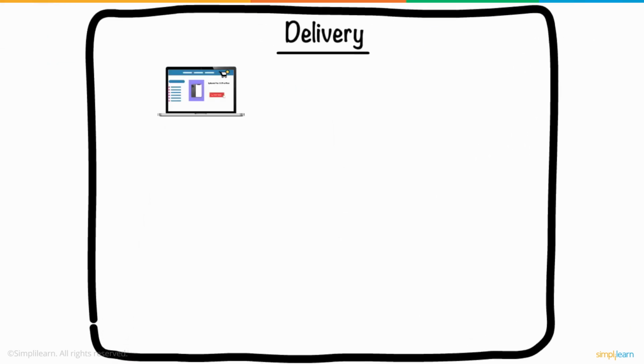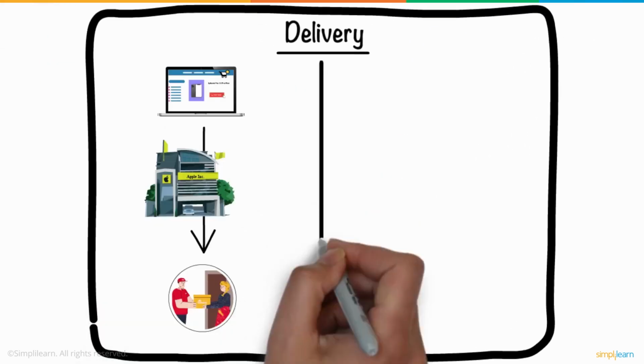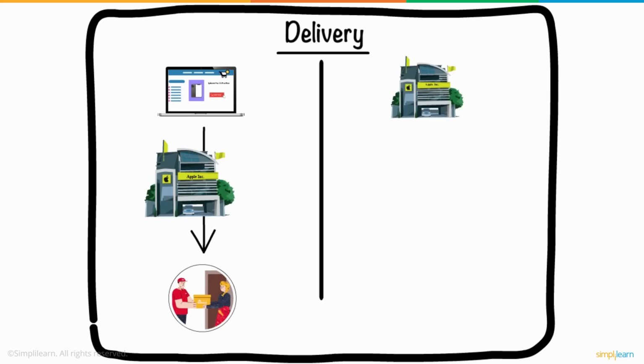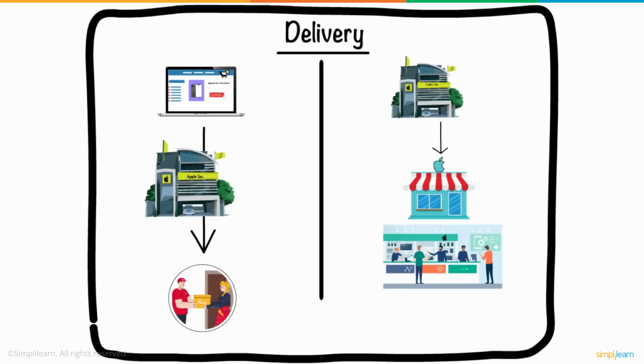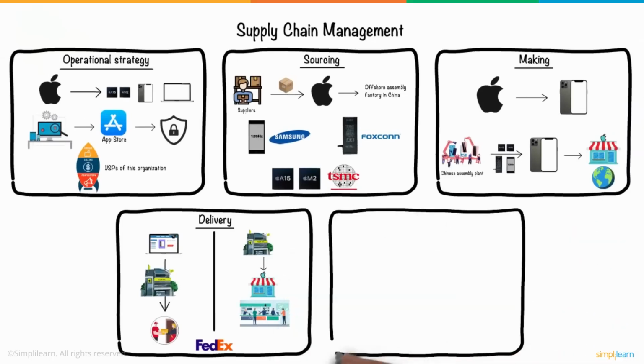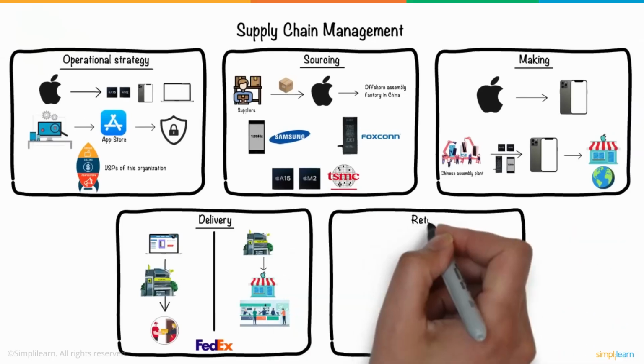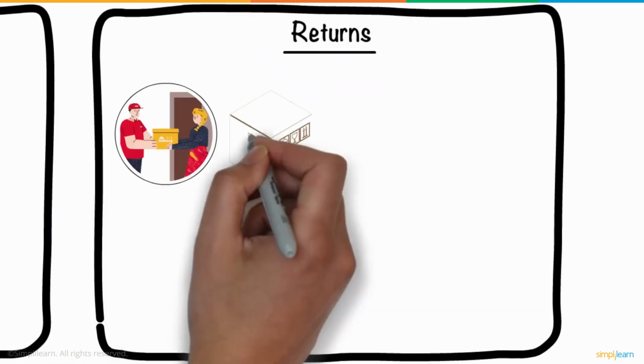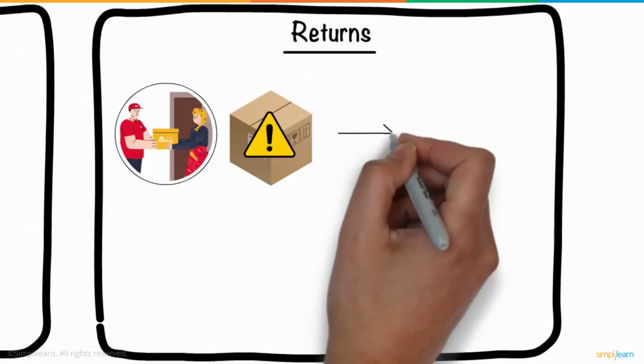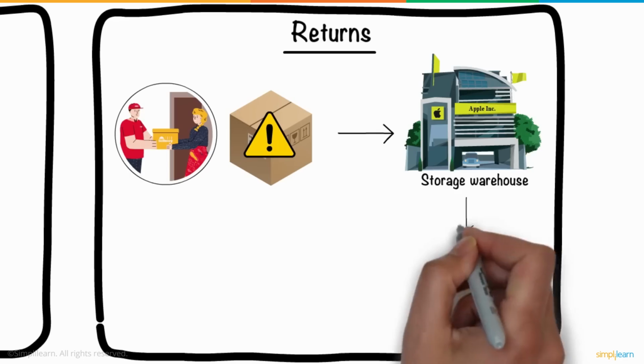Here, the products ordered online get shipped to the doorstep of consumers from storage warehouses, whereas the distribution centers, on the other hand, send items to retail stores for offline sales. This whole shipping process is carried out by third-party logistics vendors such as FedEx. Supply chain management's last building stage is returns. Here, the faulty or damaged products during delivery get shipped back to the storage warehouses and then the assembly plant for refurbishment.